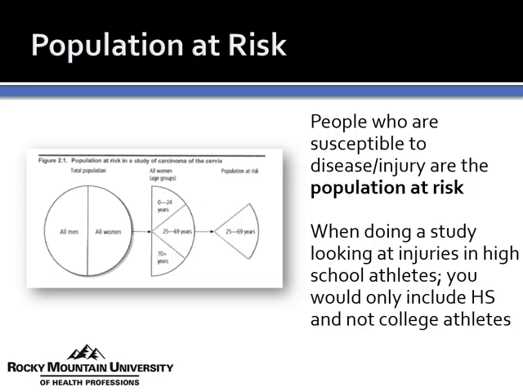We always have to understand or appreciate the population at risk. These are the people who are susceptible to disease or who are at risk for injury because of their particular exposure. When doing a study looking at injuries in high school athletes, for example, you would only include high school athletes in the population and not collegiate athletes. And that probably makes sense, right?